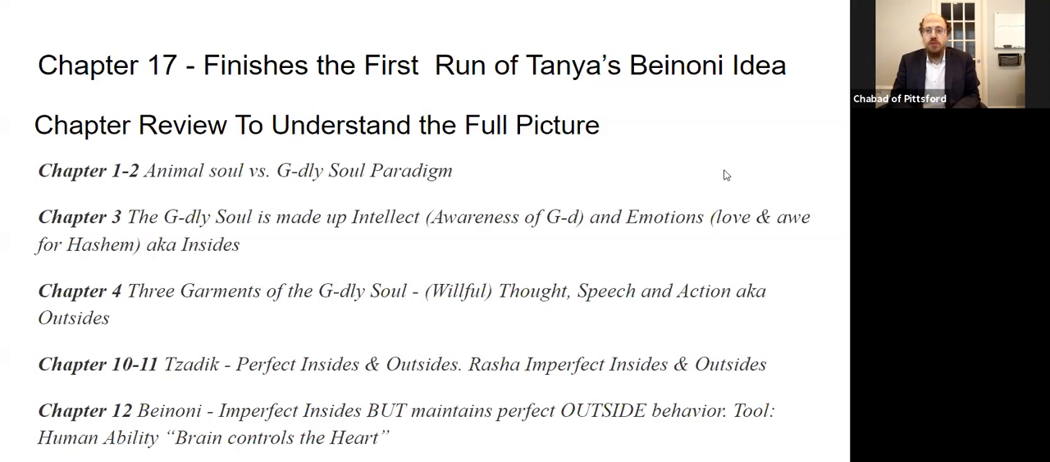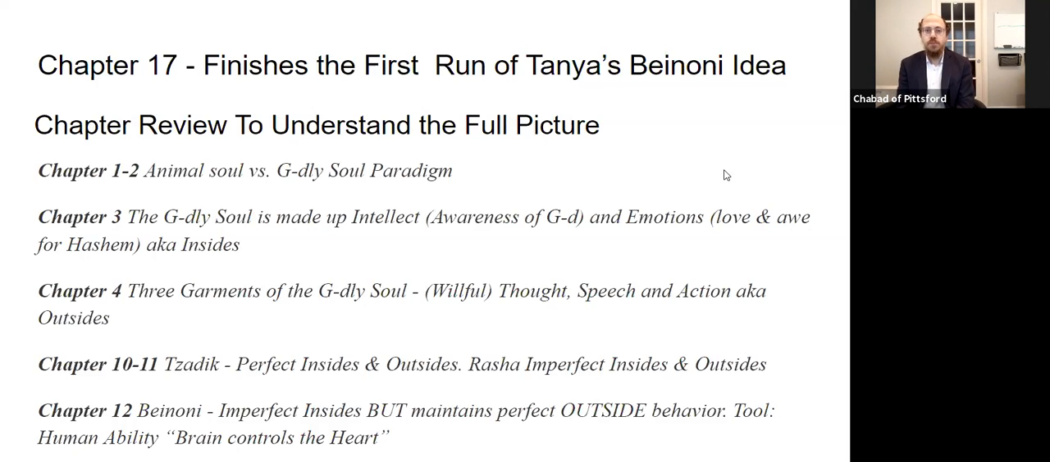Chapters 1 through 2 introduced us to the paradigm of animal soul versus godly soul. It's not just good versus bad, rather, the animal soul is that selfish, self-perpetuating drive. You need it to live, but it's also selfish, versus the godly soul, which is that drive that realizes that we are nothing other than just a spark, and God is the source of all those sparks, all reality sparks, and it longs to be at home in its source. So the godly soul is always flickering upward, and the animal soul is always wanting to contain and protect what it has.